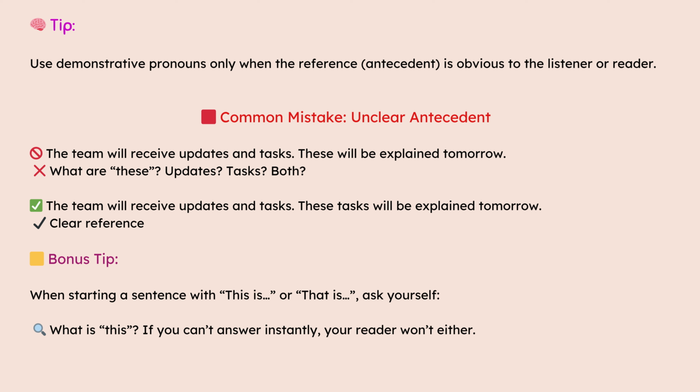Updates? Tasks? Both? The team will receive updates and tasks. These tasks will be explained tomorrow. Now it's clear. You're referring only to tasks. Bonus tip: when you start a sentence with this is or that is, always pause and ask yourself, what is this? If you can't answer it instantly, then your reader won't be able to either. Clarity is key.